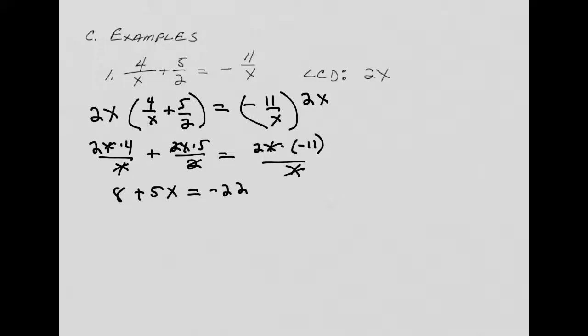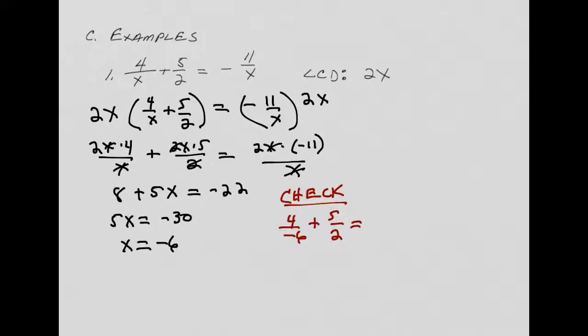Okay, so now I'm going to subtract 8 from both sides. So I have 5x is equal to negative 30. So x is equal to negative 6. Now we need to check that. So let's go ahead and do that. Putting negative 6 in there, I've got 4 all over negative 6 plus 5 all over 2 is equal to negative 11 over 6.